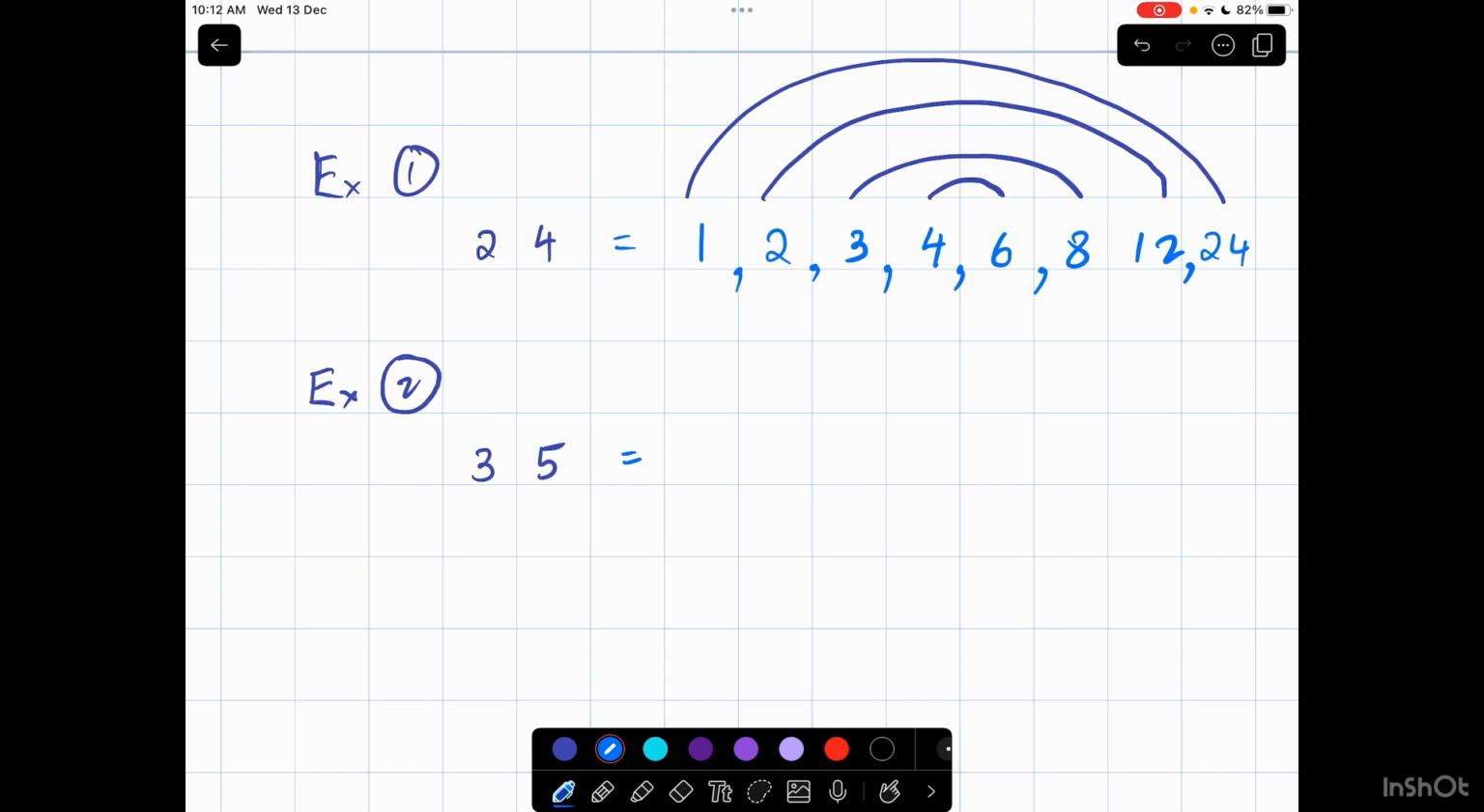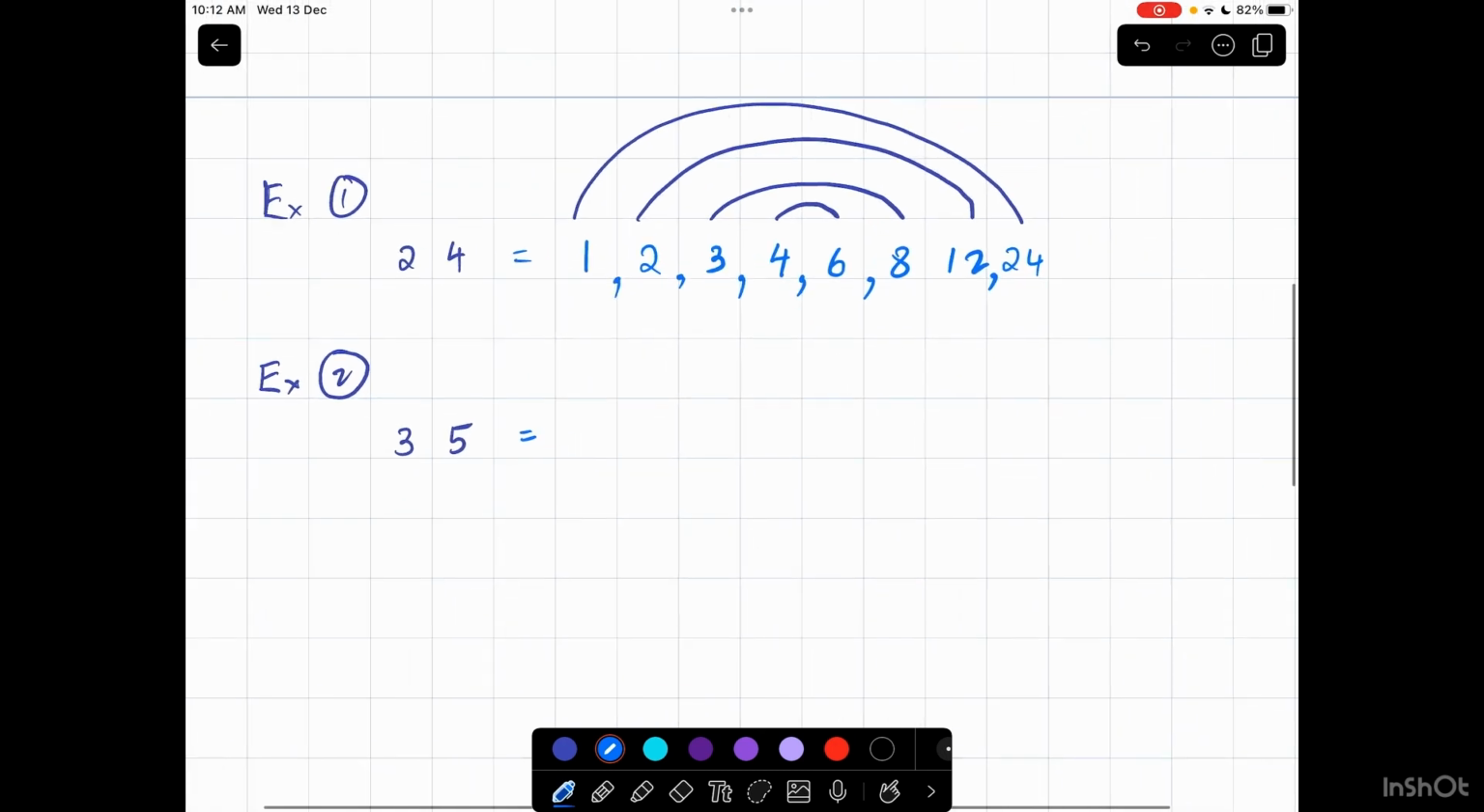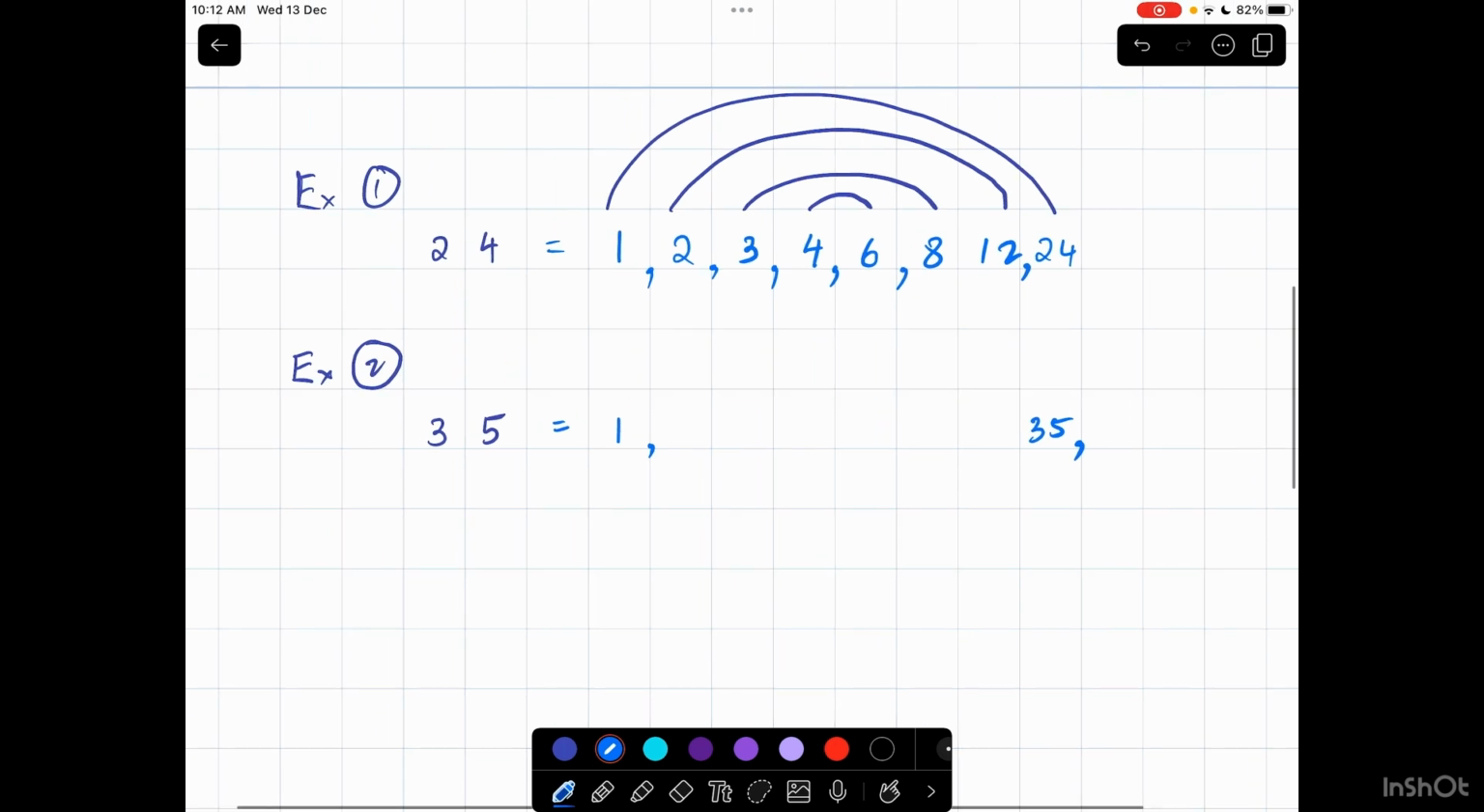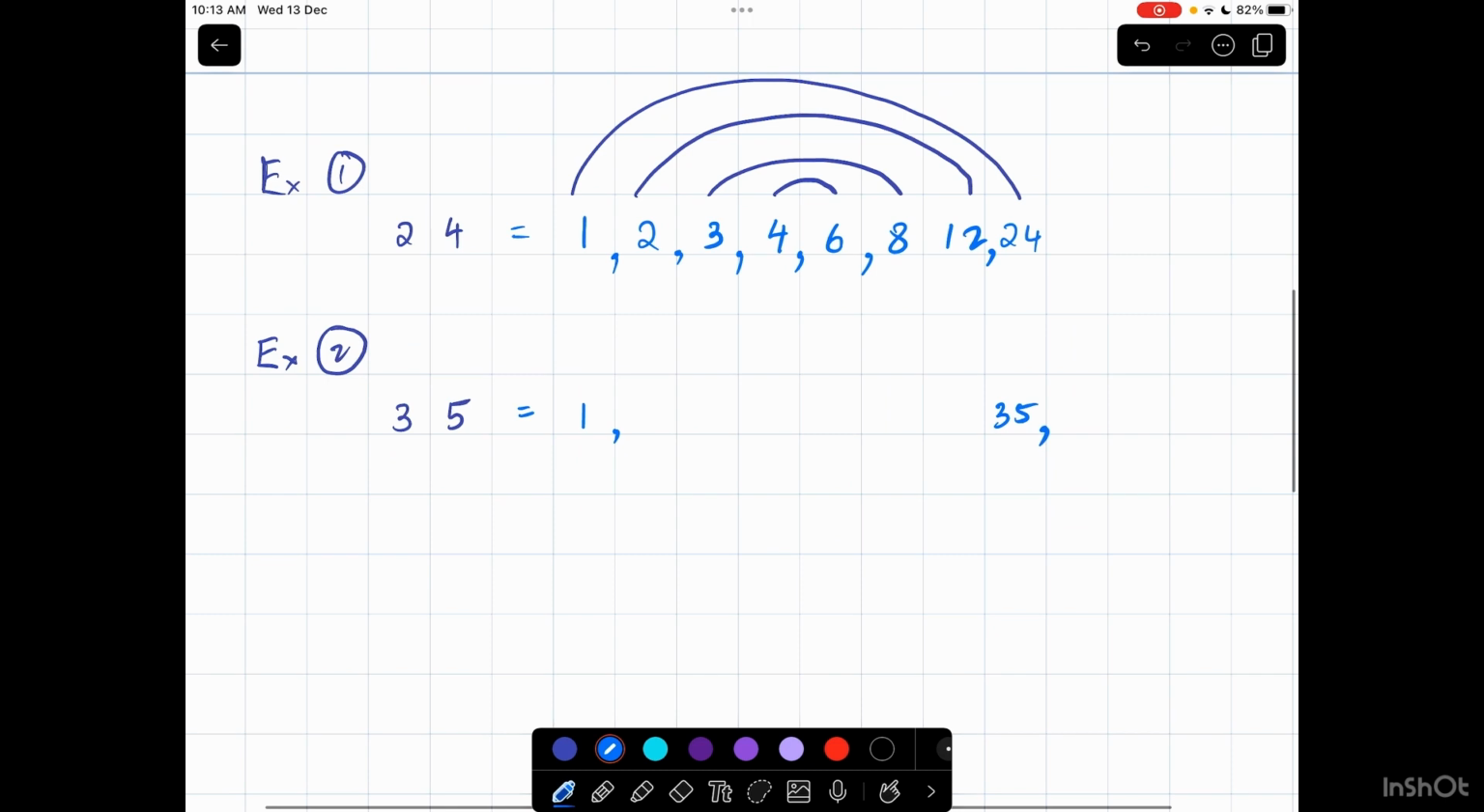And let's begin. So for 35, as I said, the rule of thumb is to start with number 1 and also itself. 1 and 35. Let's go through the list. We have 35 not divisible by 2, not divisible by 3, not divisible by 4. It is divisible by 5 because it ends with 5, so we know that it's divisible by 5.